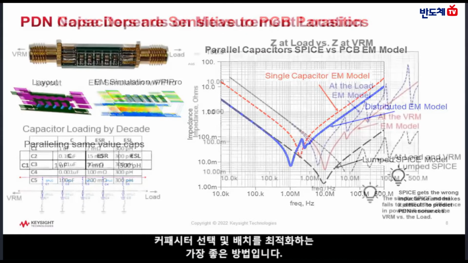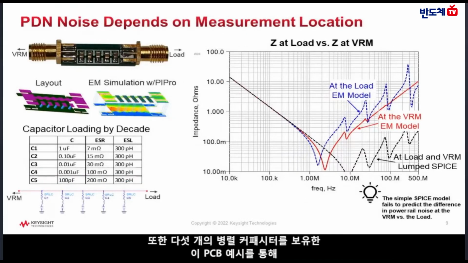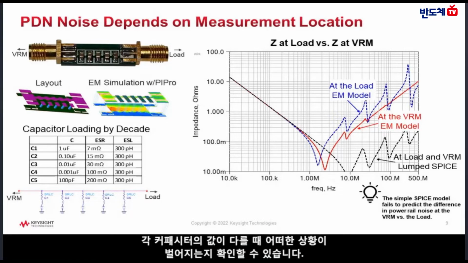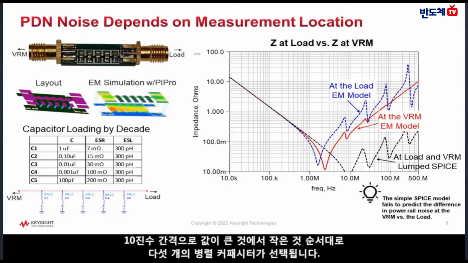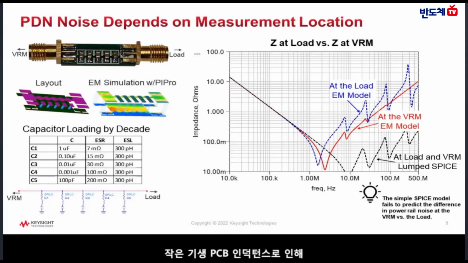This same example PCB with 5 parallel capacitors can also be used to show what happens when each capacitor has a different value. The 5 parallel capacitors are selected from large to small with decade spacing in values. Due to the small parasitic PCB inductance, the impedance looks different depending on the location of the impedance measurement. The impedance seen by the VRM next to the large capacitors, shown in red, is very different at high frequency from the impedance seen by the load, shown in blue.